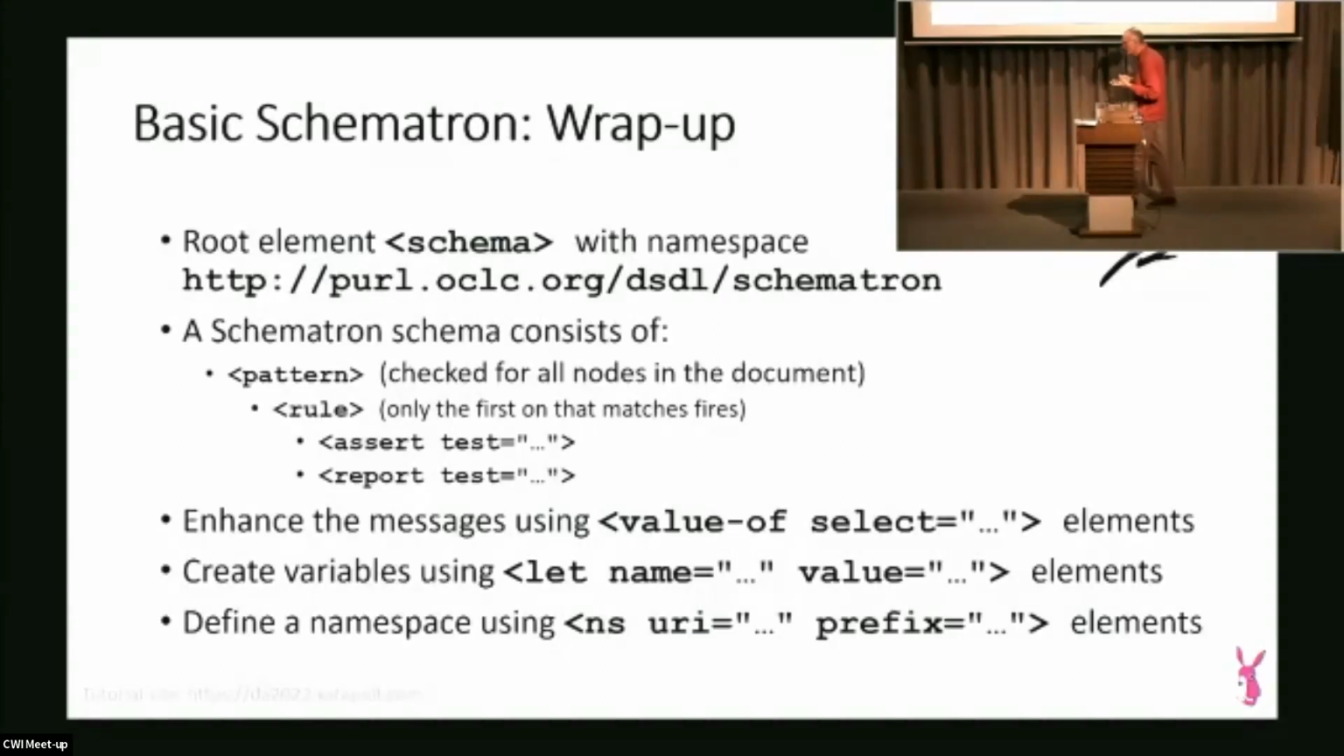You create variables using the let element, and you declare namespaces. Don't forget that you have to use the NS element for that, and not the usual xmlns:something notation that you're used to when you write a lot of XML. So actually, that's basic Schematron. It's easy, isn't it? It's one chapter in the book.